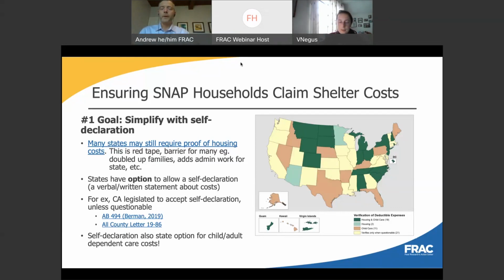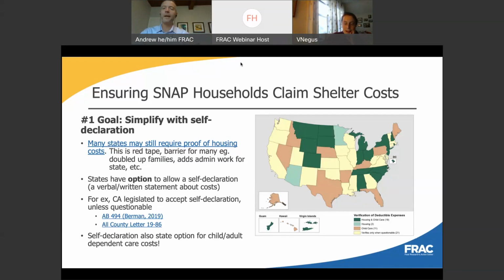Yeah, thanks, Vicky. So California, up until very recently, did not have the self-declaration policy in place. As many of you know, we had also been the only state to continue what was known as the SSI cash-out policy, in which SSI recipients were given $10 a month and were ineligible for SNAP benefits. So it's interesting that those households aren't subject to the cap. But as Vicky's pointing out, it's very important for all households to be able to simplify the process to claim the costs.